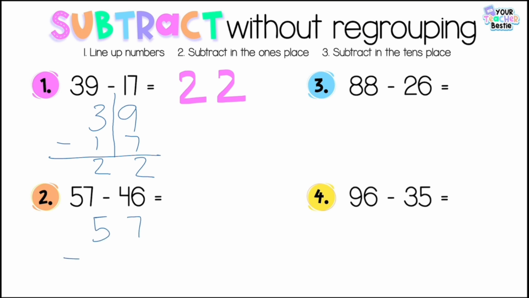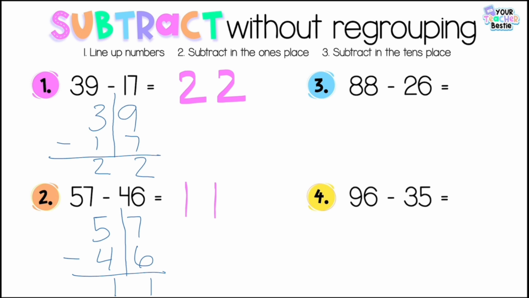All right, besties, number 2 is 57 minus 46. So step 1 is to rewrite the numbers, lining them up using their place value. And step number 2 is to start subtracting in the ones place. So what's 7 ones minus 6 ones? That's right, it is 1 one. All right, and step number 3 is subtract in the tens place. What's 5 tenths minus 4 tenths? 1 ten, giving me a difference of 11. So 57 minus 46 is equal to 11.